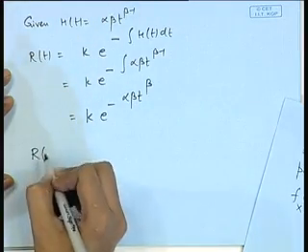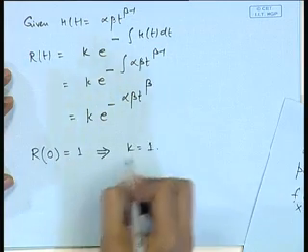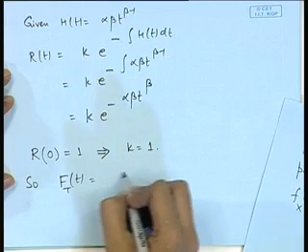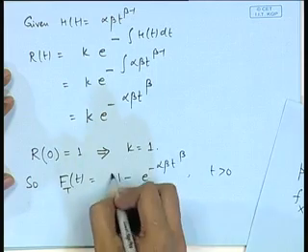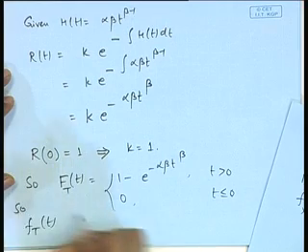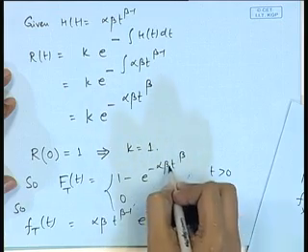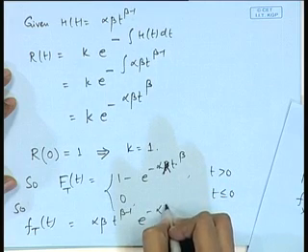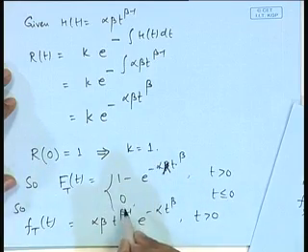If I put R(0) equal to 1, then this will give us k equal to 1. So, F(t) will become equal to 1 minus e to the power minus alpha t to the power beta for t greater than 0 and 0 for t less than or equal to 0. So, the density function is equal to alpha beta t to the power beta minus 1 e to the power minus alpha t to the power beta, which is nothing but the probability density function of the Weibull distribution.